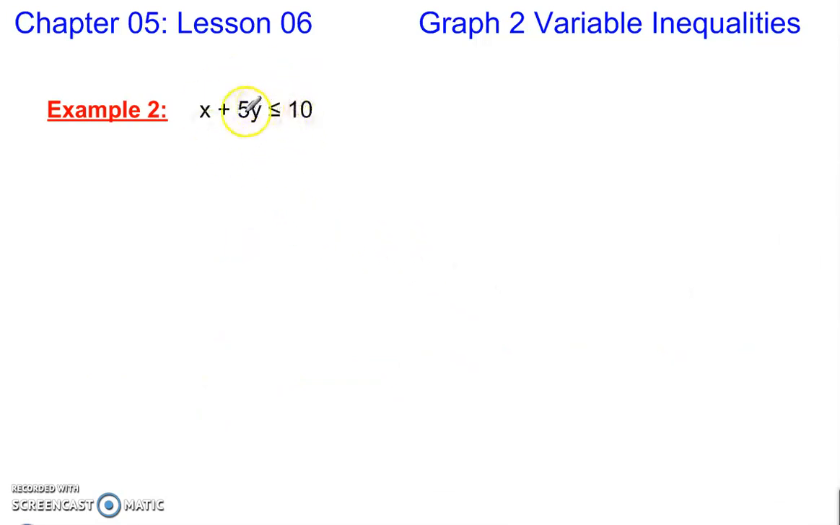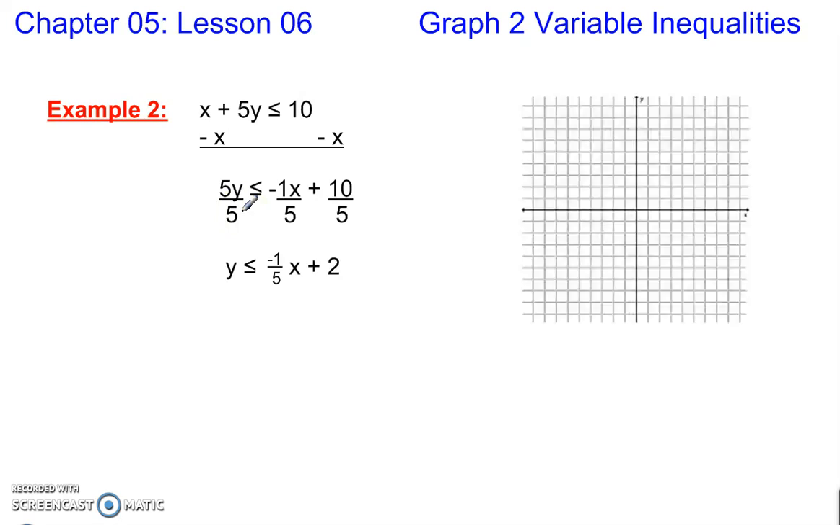Okay, here's another example. Solve this into slope-intercept form. Subtract x from each side, and then divide by 5. And we get y is less than negative 1/5 x plus 2. To graph that, I'll go to positive 2, put a dot there, and then I go down 1 over 5. Plot this. This is a solid line because it says or equals, so it could be equal to any value on this line, and then it's less than, so my shaded area is going to be underneath, below the line.